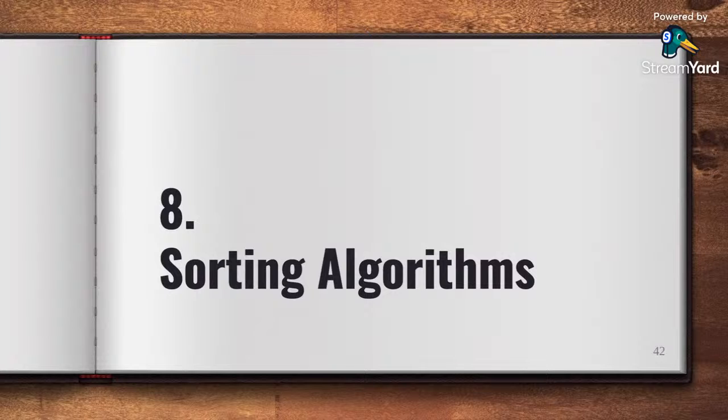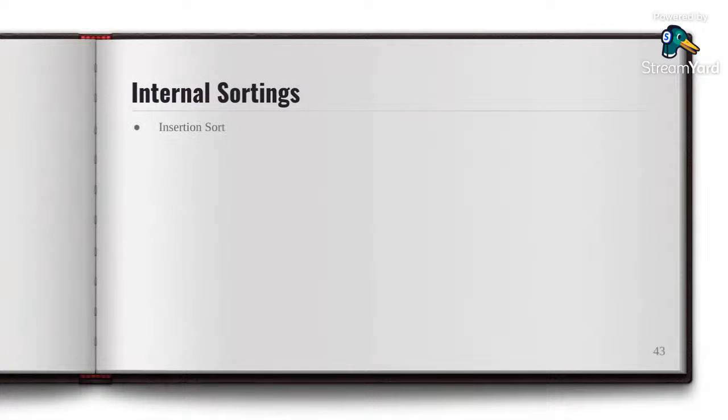Now we talk about the sorting algorithms. In sorting algorithms, we have insertion sort, bubble sort, quick sort, heap sort, two-way merge sort. Am I missing anyone? One more: topological sorting.